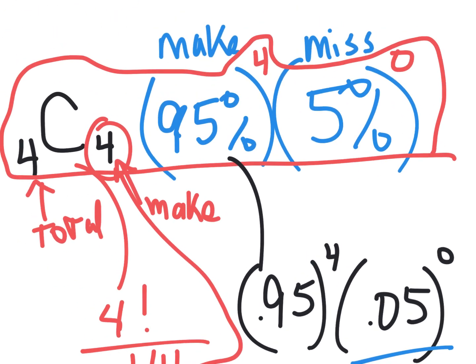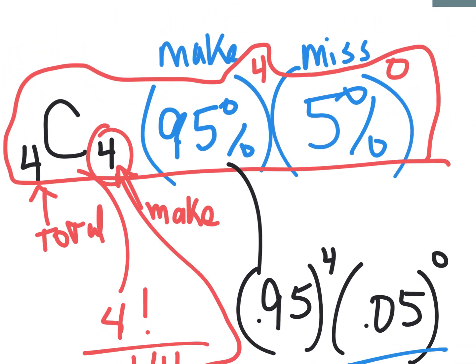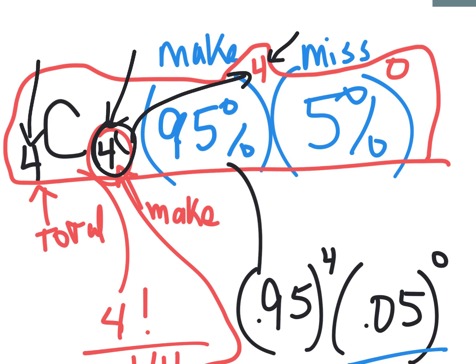So I want to see if you can set these up. That's how many shots you get. That's how many you want them to make. This is also how many you want them to make. So this number just gets copied right there. And this is how many you want them to miss.